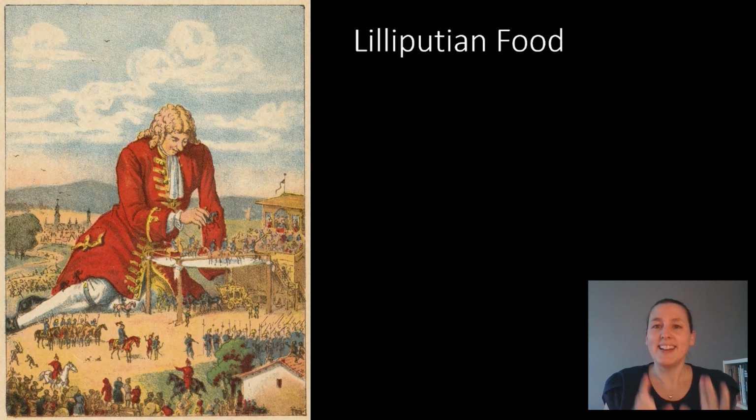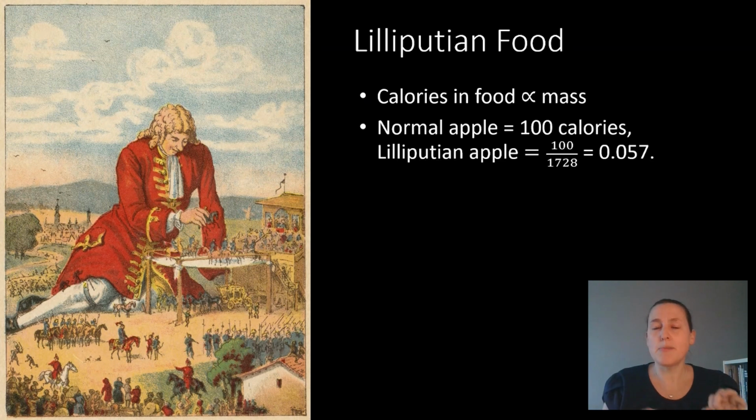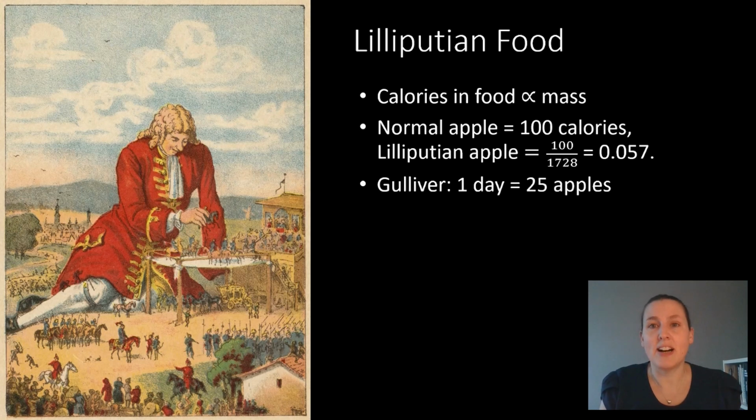This is all very well, except Lilliputian food is also tiny. Now, calories in an amount of food is proportional to its mass. 10 grams of butter has 10 times as many calories, sadly, as 1 gram of butter. So the food calories contained in those tiny Lilliputian foods are going to be much smaller. Our normal apple, for example, is 100 calories, but a Lilliputian apple would only be about 0.057 calories. So Gulliver can get by on, say, 25 apples a day, a bit of a boring diet, but that would be enough for his calorie needs.